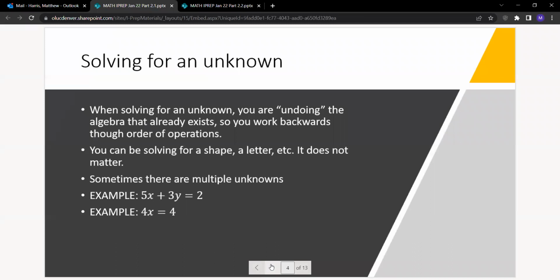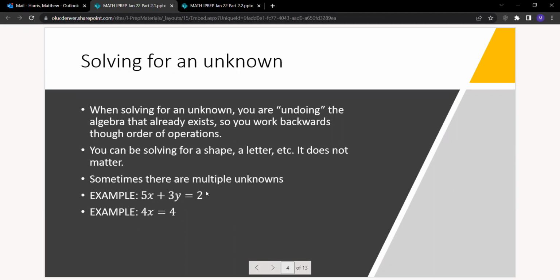So solving for an unknown. When solving for an unknown, you are, quote, undoing the algebra that already exists. So you're working backwards through the order of operations. So instead of parentheses, exponents, multiplication, division, addition, subtraction, you're going to go the other way. So you're going to start with addition and subtraction, and then you'll move into multiplication, division, and then finally you'll work on your exponents.